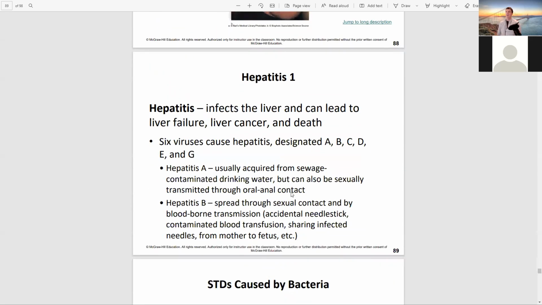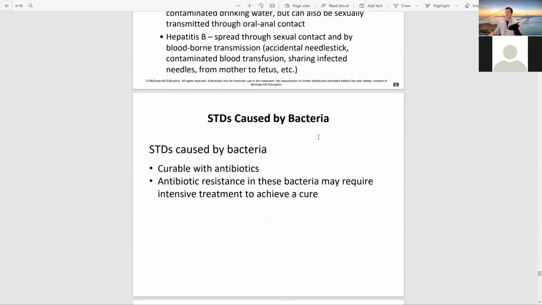So hepatitis infects the liver and can lead to liver failure, liver cancer, and death. Six viruses cause hepatitis, designated A, B, C, D, E, and G. Hepatitis A is usually acquired from sewage-contaminated drinking water, but can also be sexually transmitted through oral-anal contact. Hepatitis B is spread through sexual contact and by blood-borne transmission: accidental needle stick, contaminated blood transfusion, sharing infected needles, or from mother to fetus.